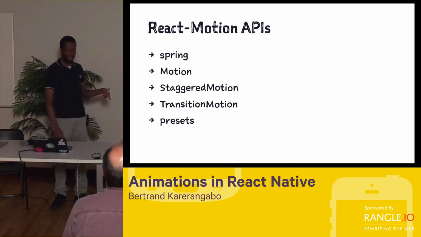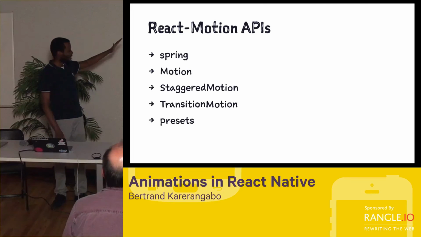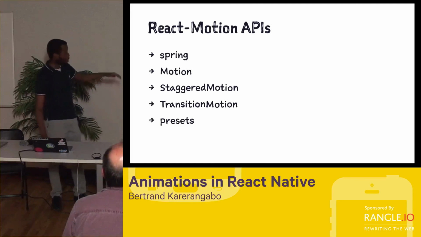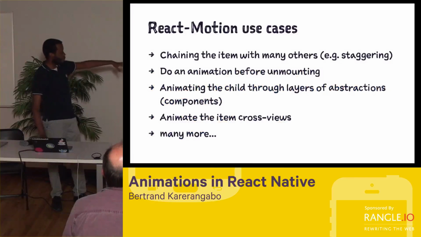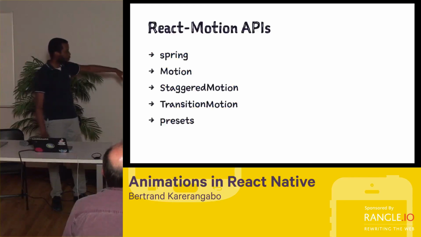So this is the API. This is a top-level API. It provides a string, because strings are useful. Almost everything is a string. But it also provides Motion, StaggeredMotion, TransitionMotion, and a set of presets. And those 3 in the middle are what I was discussing when I was talking about these use cases. They attack these use cases, including item cross view.